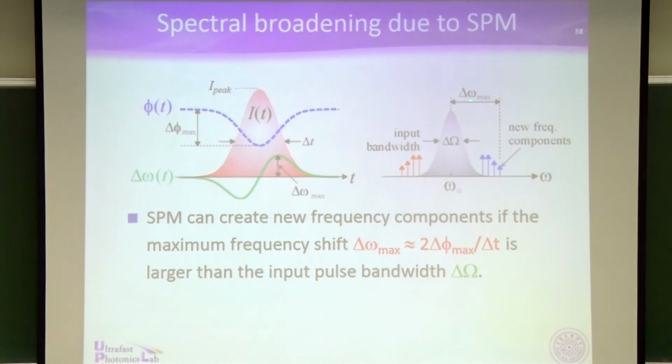But if delta omega max is too small, say it's smaller than your bandwidth, delta big omega, then SPM might create frequency components here, here and here, but they are already within the original spectral range. So you can hardly tell any spectral broadening. The spectrum looks similar to the input. Okay? Only when your delta omega max is big enough, you can see the difference. You can see the spectral broadening effect.